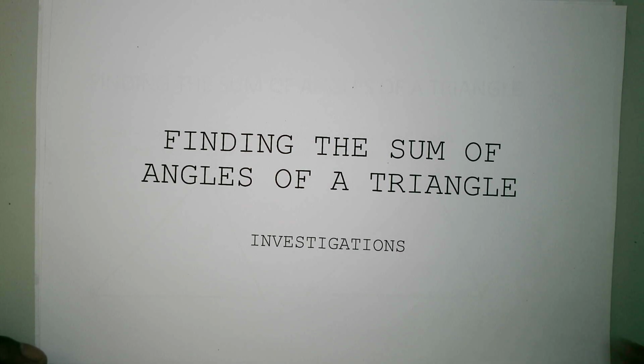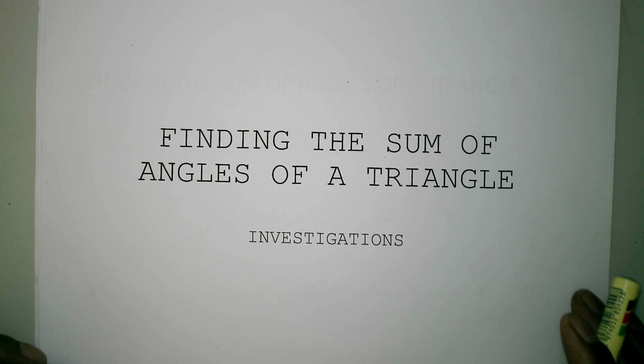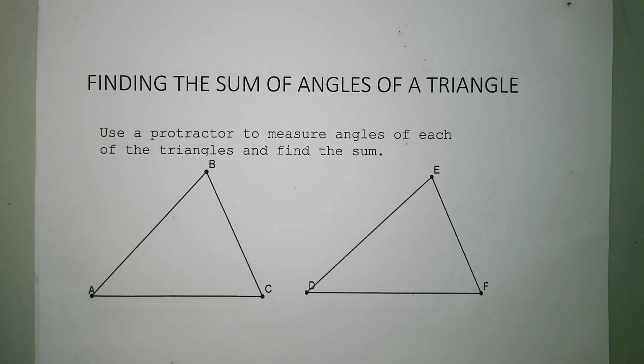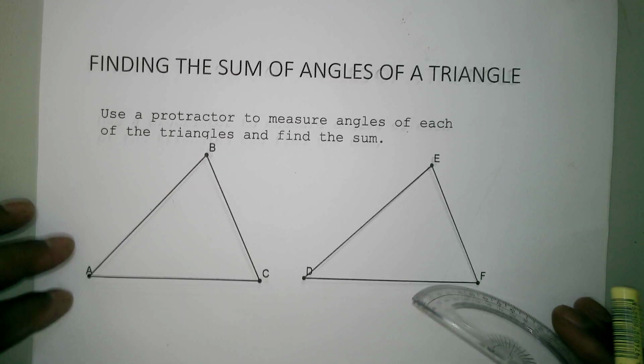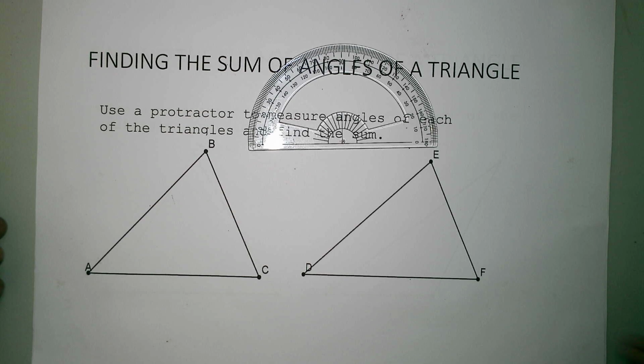We start by doing the investigation on the sum of angles of a triangle. Here there are triangles. Now we are going to use this, what we call a protractor. It is used to measure angles. So we'll start with the first triangle.